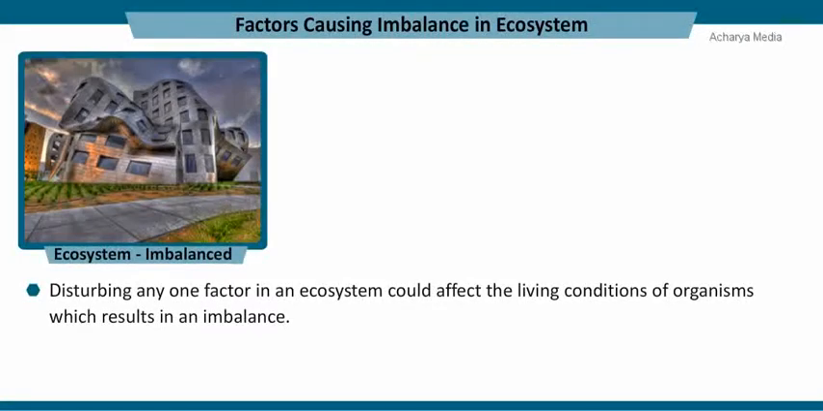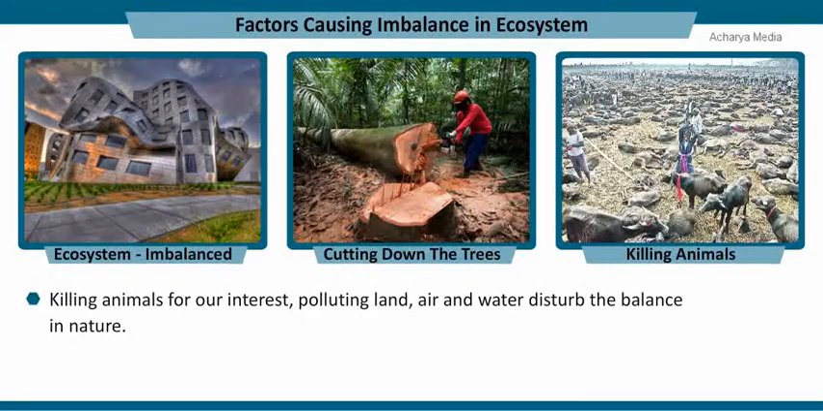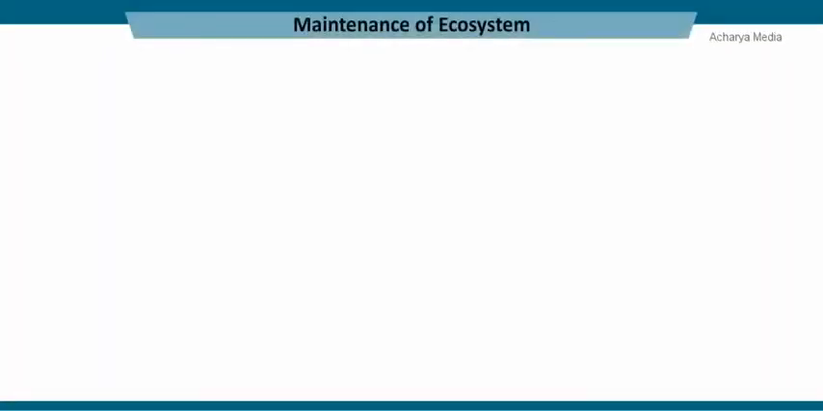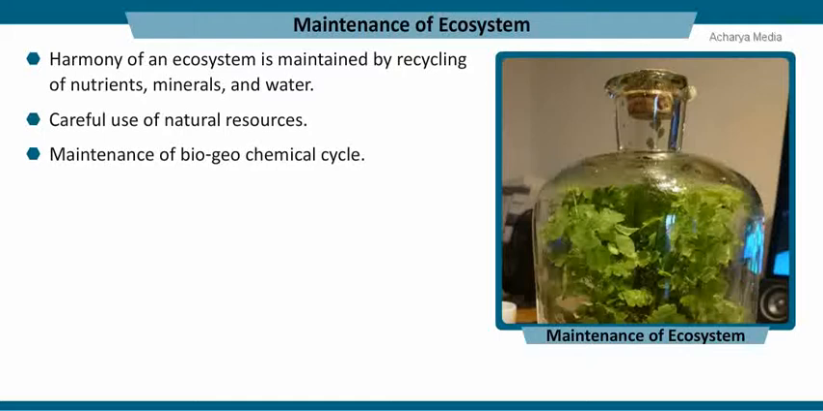Disturbing any one factor in an ecosystem could affect the living conditions of organisms, which results in an imbalance. Removal of trees and vegetation would affect both land and water ecosystems, as there will be no food for organisms. Killing animals for our interest, and polluting land, air and water disturb the balance in nature. There should be a recycling of nutrients, minerals and water to maintain the eco-balance in an ecosystem. Careful use of natural resources will maintain the eco-balance. Maintenance of the biogeochemical cycle has a great impact on proper eco-balance.